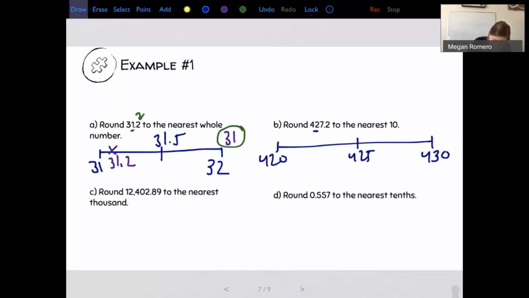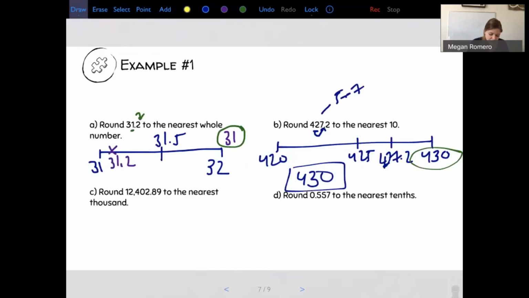So 427.2 is probably somewhere over here. This number is closer to 430 because we're talking about rounding to the tens place. If you're going to use the poem or the rounding rules, we're asked to round to the nearest 10, and we look next door. Next door, to the right, is 7. Since this number is 5 through 9, we add 1 to the place value that we're asked to round to. So the number in the tens place goes up 1 to get 430.